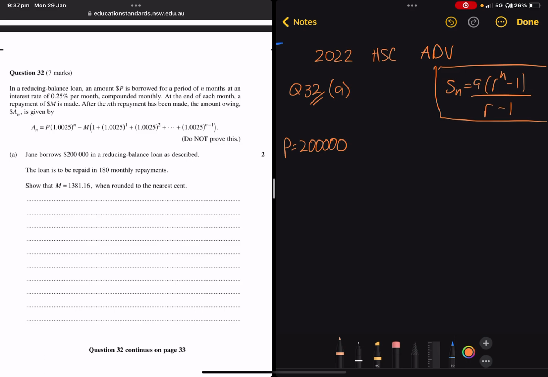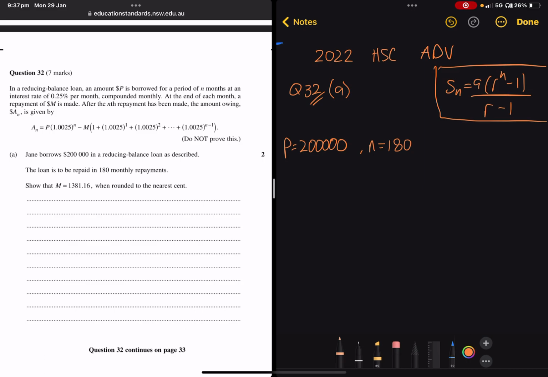We're then told the loan is to be repaid in 180 monthly repayments. That means n is going to be 180 because n is the number of months. We have to show that M is equal to 1381.16 when rounded to the nearest cent. So we're going to be using this formula to do this.